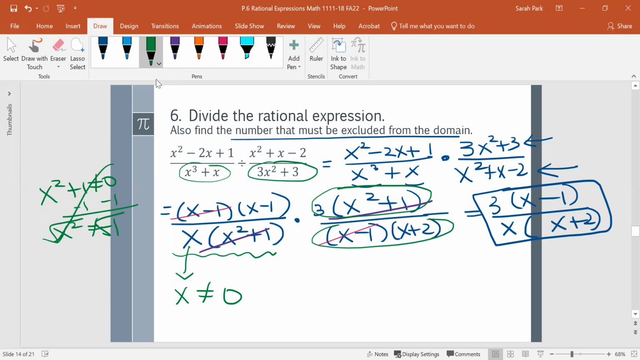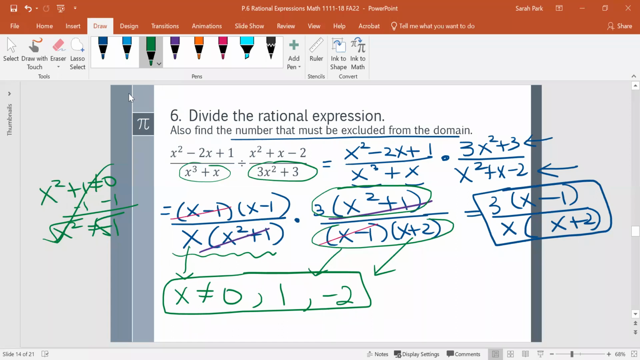Okay, so from the x minus 1, we know to exclude +1, and from x plus 2, we need to exclude -2. So these are the 3 numbers that we must exclude: 0, 1, and -2.